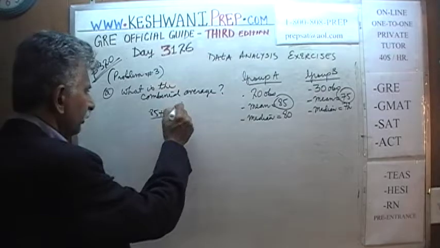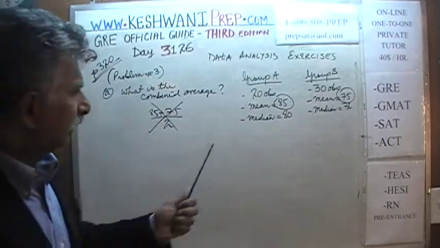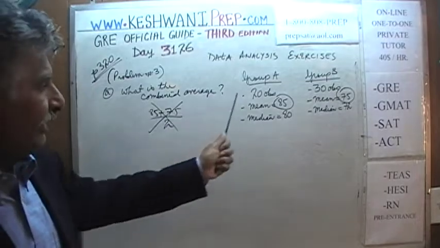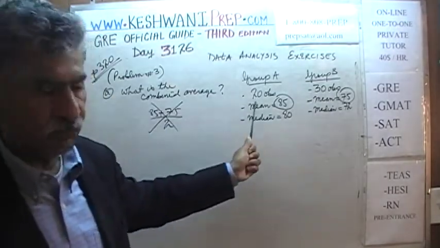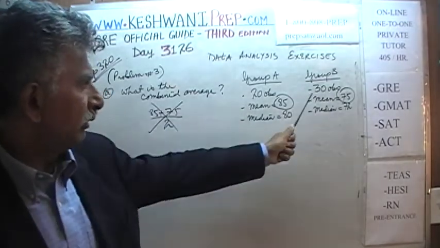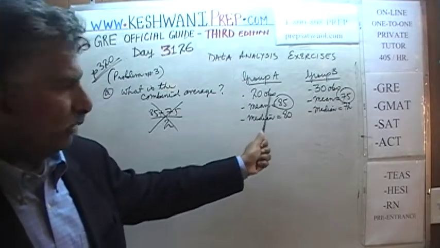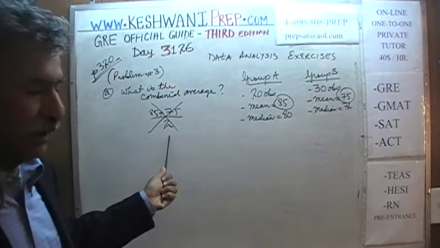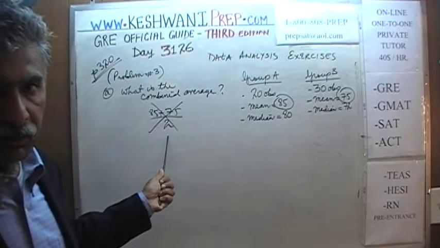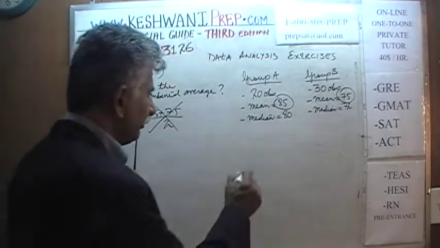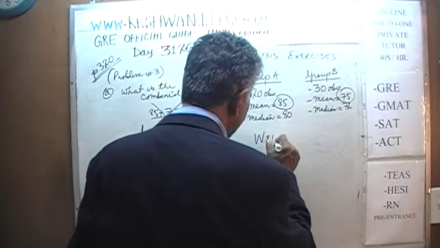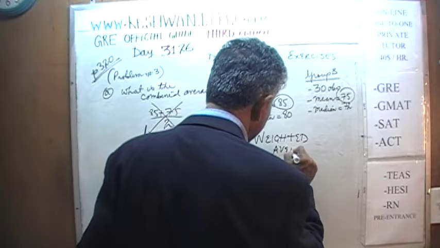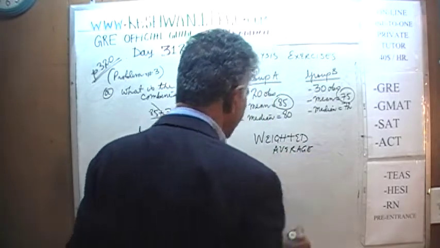The answer is no, because here we have different numbers of observations. This would have been true if we had the same number of observations in the two groups. If both groups had 20 observations, or both had 25 observations, or whatever it is, then we could have simply taken what is known as the simple average. But here, that is not the case. Here, what we have to do is what is known as a weighted average.